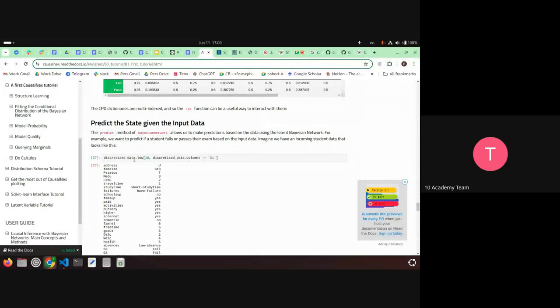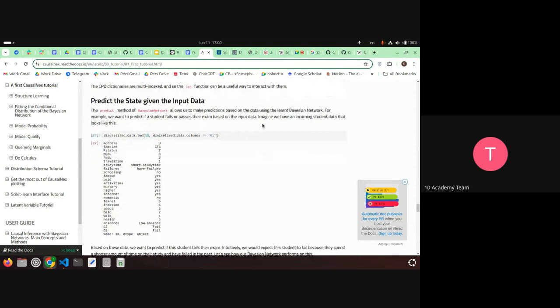So basically, if you want to, for example, predict if a student fails or passes depending on input data, you have a test set, right? New data. You can pass the new test data to this one. This is one record, just one record here.